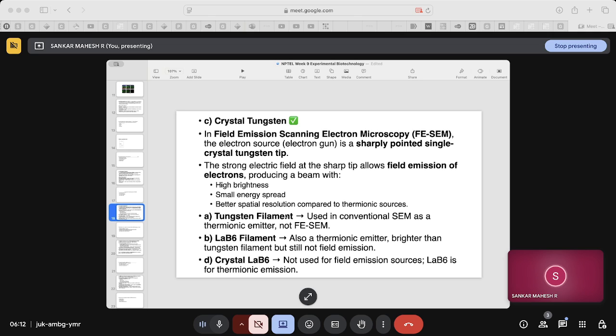Yes, and that's what we have as the options here. The filaments here, like tungsten and LaB6, which is lanthanum hexaboride, are thermionic emitters. But this crystal tungsten tip is what we need for field emission. So this is basically a better method to be able to produce electrons with high brightness and small energy spread, so you get better resolution of your images.